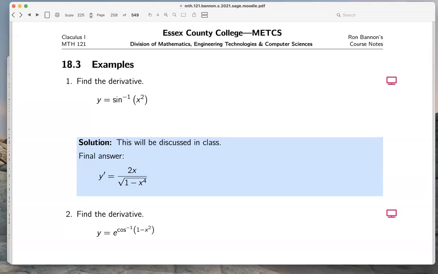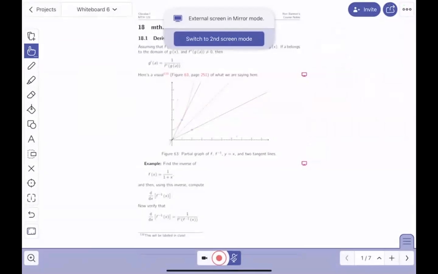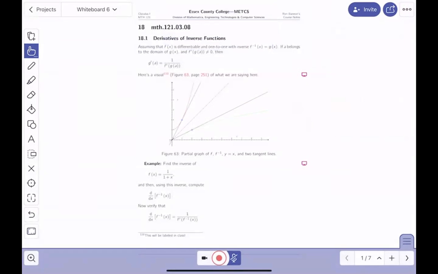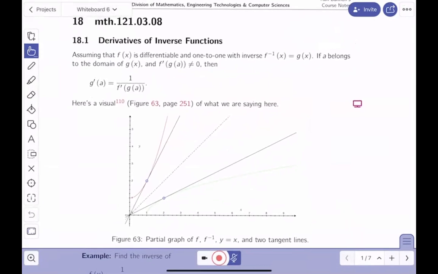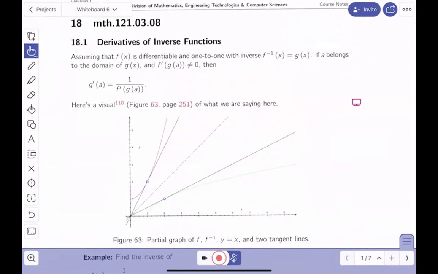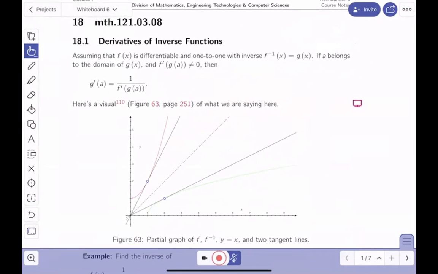So let me get my whiteboard out. And you're looking at it. And what I'm going to claim over here is, certainly we're going to try to encourage you to read, including reading your textbook. But let me read it to you. It says, assuming f of x is differentiable and one-to-one with inverse f inverse equals g of x, if a belongs to the domain of g and f prime of g of a does not equal 0, then we have this statement over here. And for a lot of students reading that, they have no idea what's been said. All right, that's fine, by the way. Sometimes I read things and have no idea what's been said.